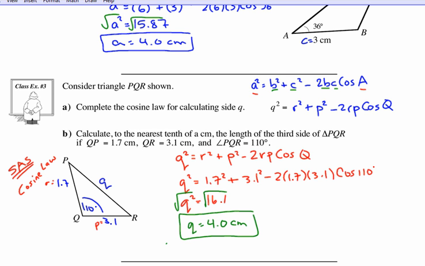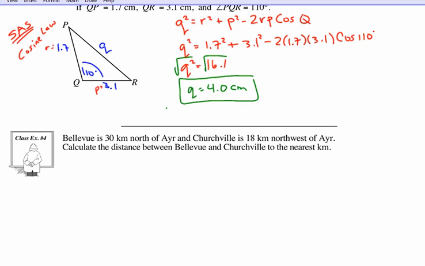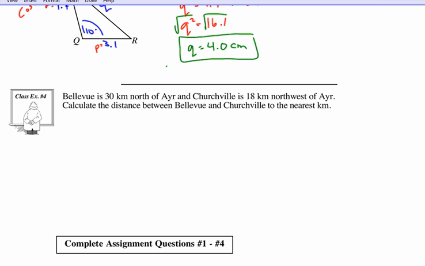Okay, so that's it for the first part of this lesson. I'm going to carry on. As far as the bearing questions, let's look at this one. So Bellevue is 30 kilometers north. So we have A, B, and C. So Bellevue is 30 kilometers north of Erie, so A, and Churchville is 18 kilometers northwest.